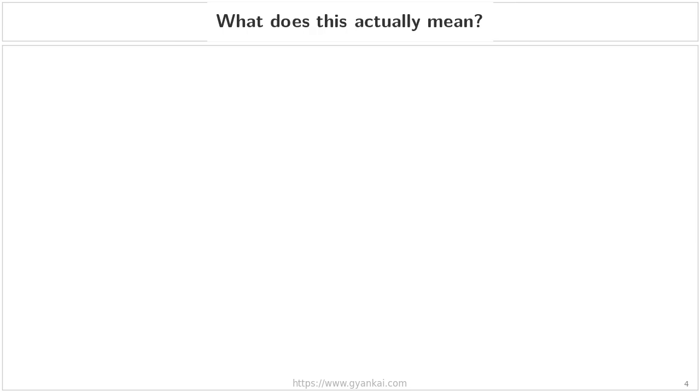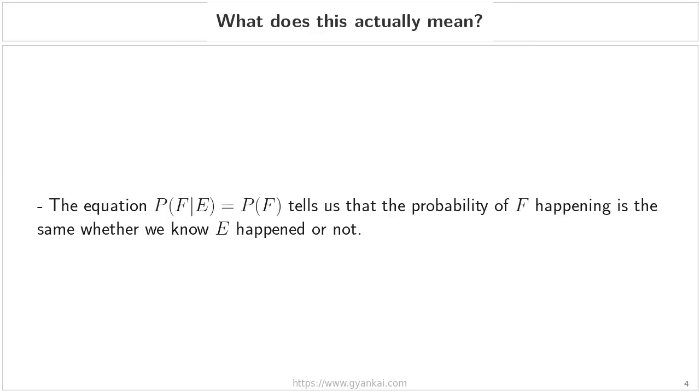What does this actually mean? If you look at the first equation, the probability of event F given event E equals the probability of event F. This is a mathematical way of saying that the likelihood of event F occurring remains exactly the same, regardless of whether we know that event E has happened or not.